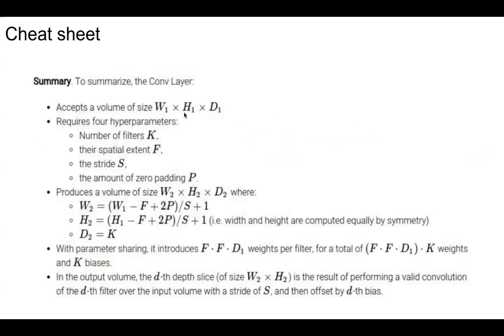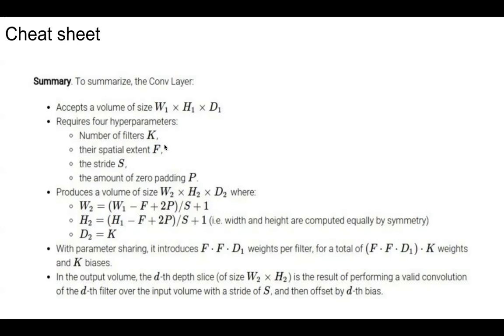So this is a cheat sheet. I'll just summarize the convolution settings that we have. Let's say we have an image volume of size W cross H cross D, that is width cross height cross depth. We need 4 hyperparameters: the number of filters that we need, their spatial extent F, the stride, and the amount of zero padding. F is the filter size, which is like n cross n, but we can just say F cross F.